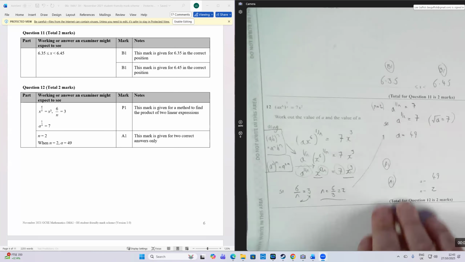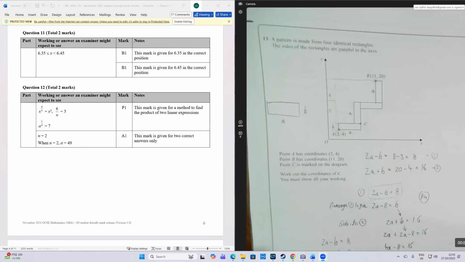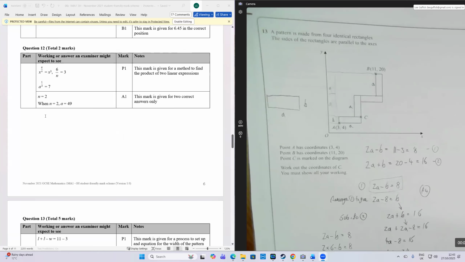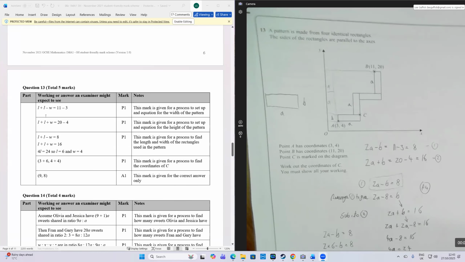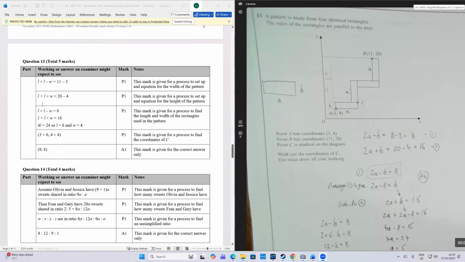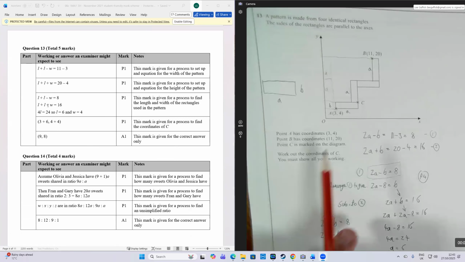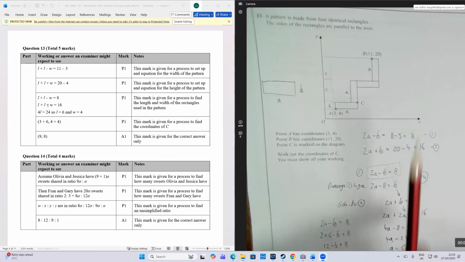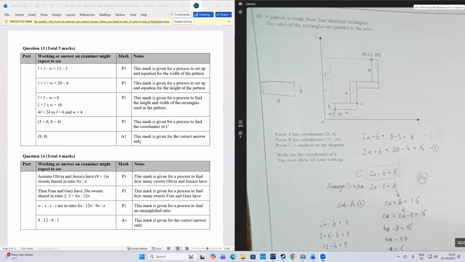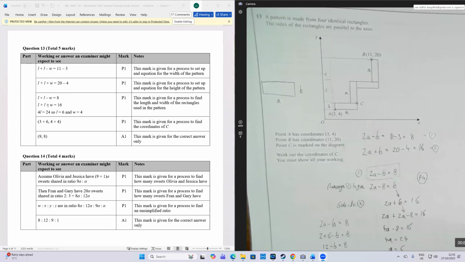I know people find those indices questions quite tricky. Now, here's another question that people find quite tricky, in my experience. People just get a little bit flummoxed about knowing how to start this one. There's the mark scheme there for us on the left, but it says a pattern is made from 4 identical rectangles. The sides of the rectangles are parallel to the axes, which is good. The point A has coordinates (3, 4). The point B has coordinates (11, 20). And the point C is marked on the diagram. Work out the coordinates of the point C.